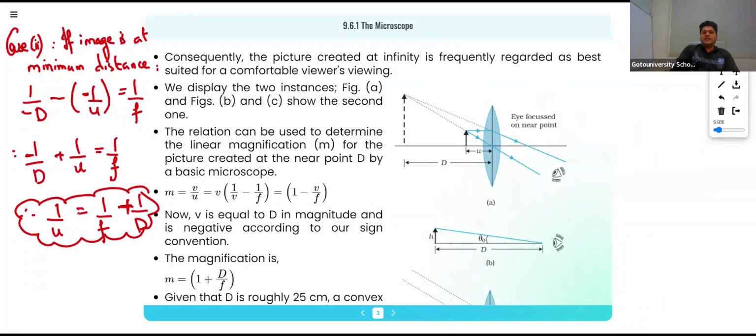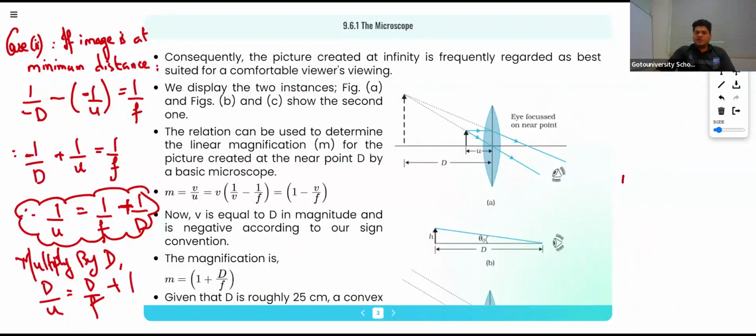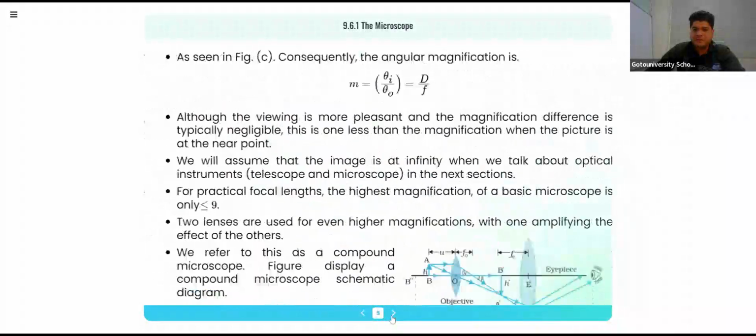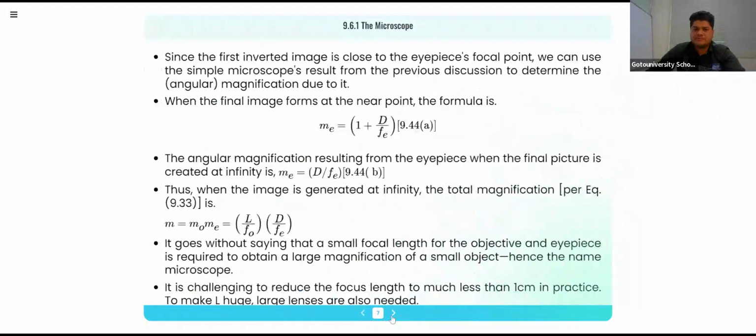If you multiply throughout by D, you will get D/u is equal to D/f plus 1. What is D/u? We have derived that; it is the magnification power. So your MP will be equal to 1 plus D/f. This formula is an important one.